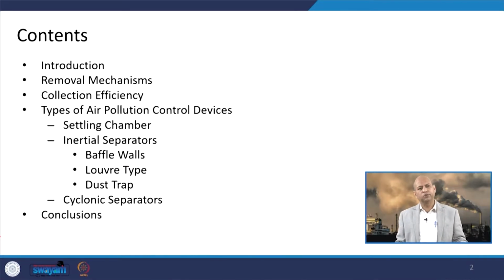types of air pollution control devices, for example settling chamber or inertial separators like baffle wall related or louvre type or dust trap kind of separators, cyclonic separators, and then we will conclude, and in the next lecture we will continue to see how to control air pollution through these controlling devices.